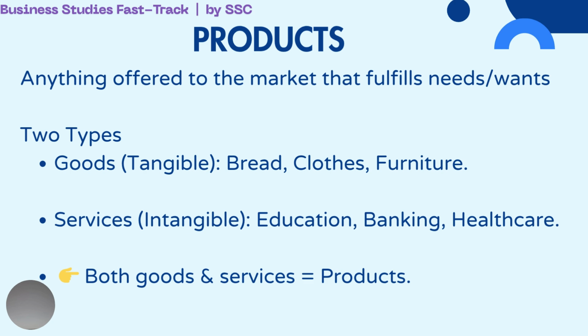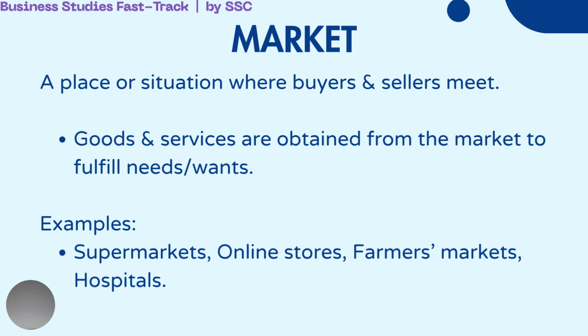Next, we move on to talk about what is a product. A product is anything offered to the market to fulfill needs and wants. We talked in our previous slides about what needs and wants are. So products are the things offered to the market to fulfill those needs and wants. Products can be tangible goods such as bread, clothes and furniture, or intangible services like education, banking and healthcare. Together, goods and services form what we call products.